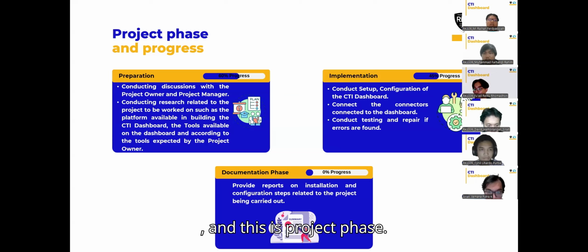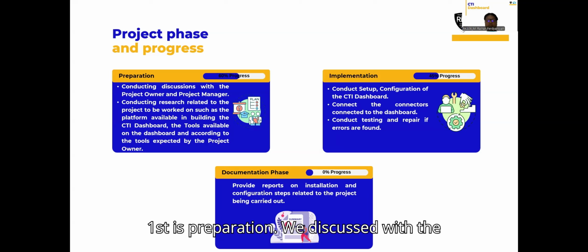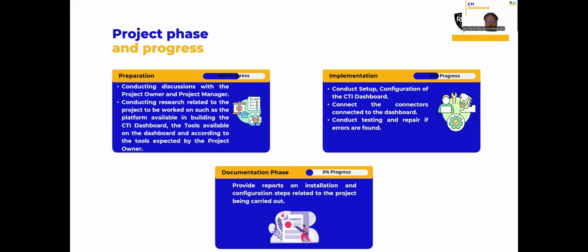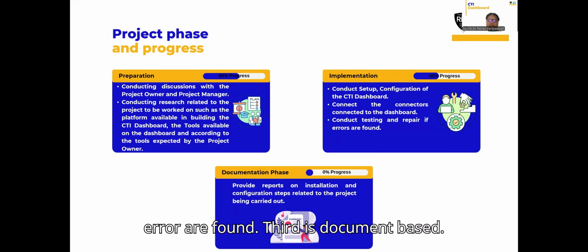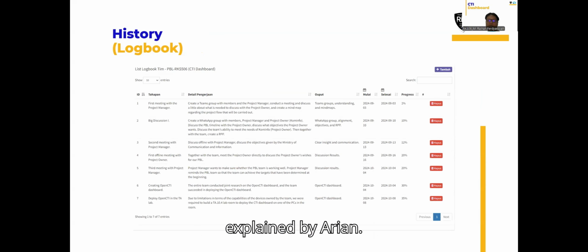Okay, thank you, Fuad. And this is the project phase. First is preparation. We discuss with the project owner and project manager, then do research related to the project to be worked as a platform for building a CTI dashboard. Second is implementation. First, do the CTI dashboard configuration. Second, connect the connectors to the dashboard. Finally, test and fix if errors are found. Third is documentation. Make a report on installation and configuration steps related to the project being carried out. Next will be explained by Arian.